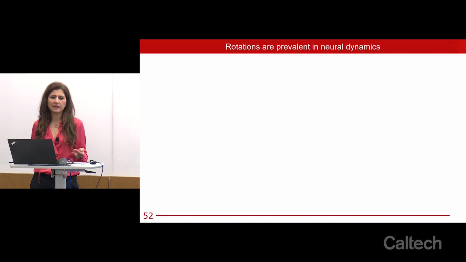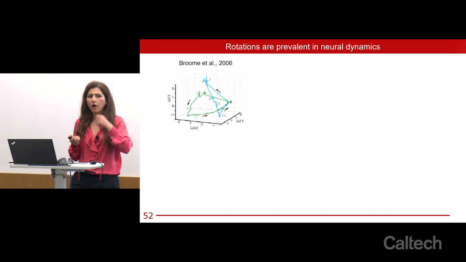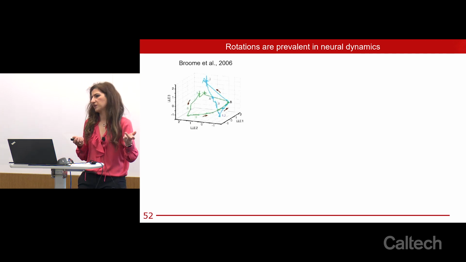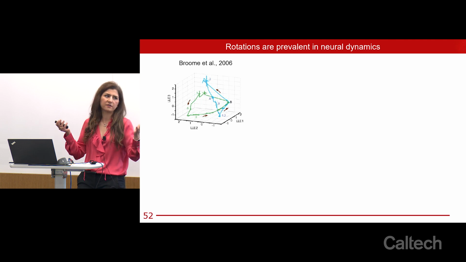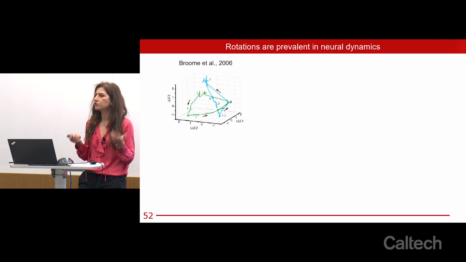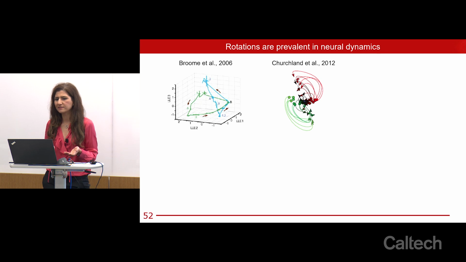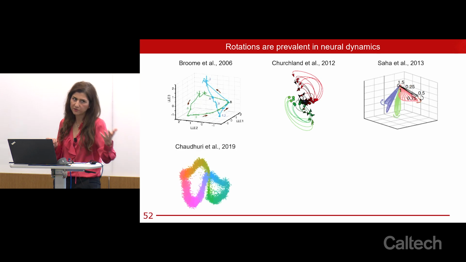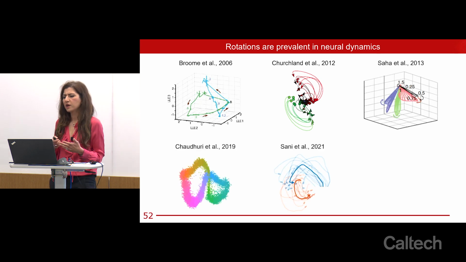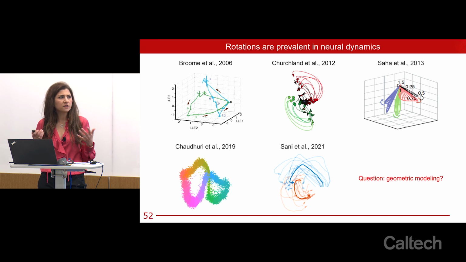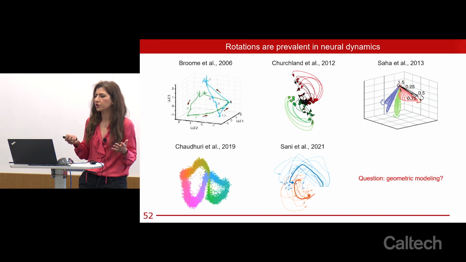So when we looked at the literature across different neural systems, one feature that always appears when people do dimensionality reduction, and it doesn't matter what method they use, linear, nonlinear, are these rotations. They show up in the olfactory system, in the motor system, in a head direction system, in a lot of systems. So the question is why? Why are these rotations showing up all over the place?